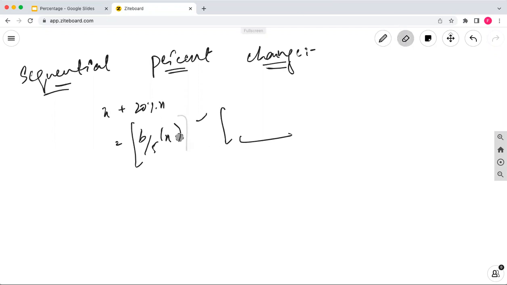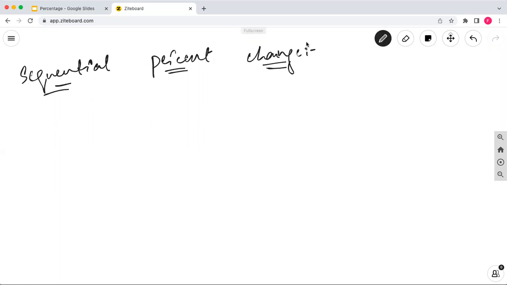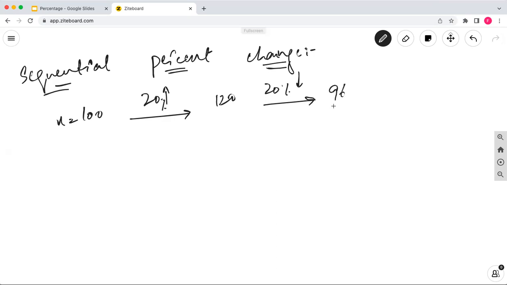Let me give you an example instead of this. If I have a number 100, and at first we are increasing this number by 20%, what is the answer? This will be 120. Now I am decreasing this value by 20%. What is the answer? 96. So just keep in mind that this is a common mistake: if a person sees that we are increasing a number by 20% and decreasing that number by 20%, the result will not be the same.